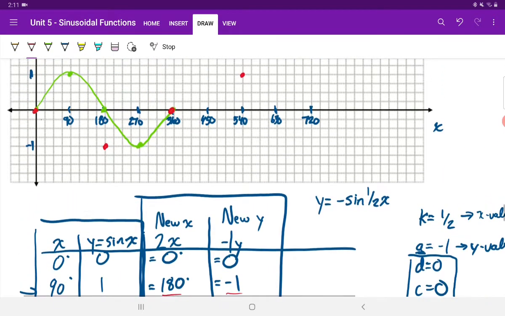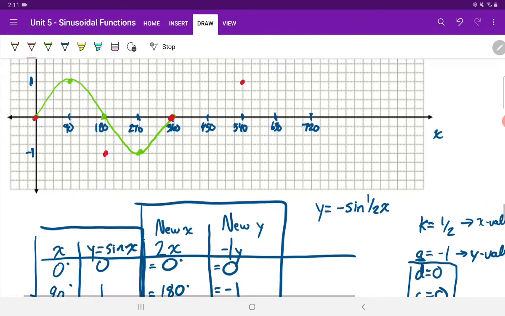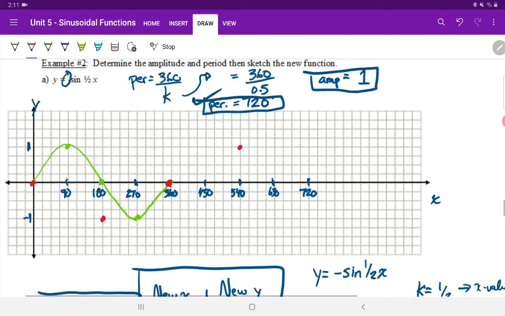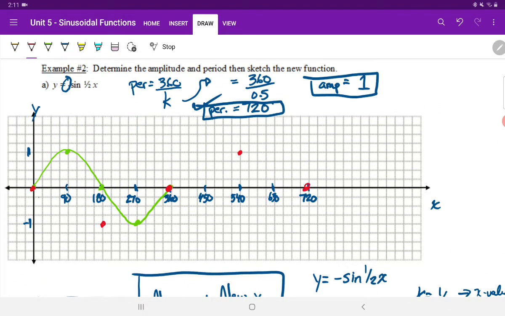Sorry, I skipped 360, 0. No, I put that in there. Sorry about that. And then 720, 0. So it's going to start by going downwards. Okay, something along those lines.